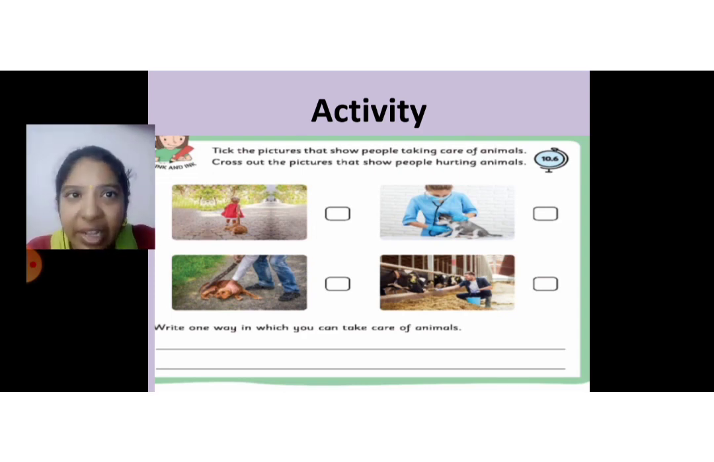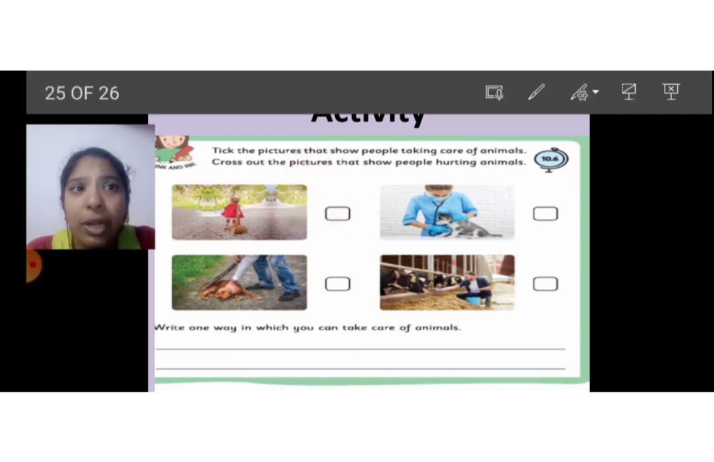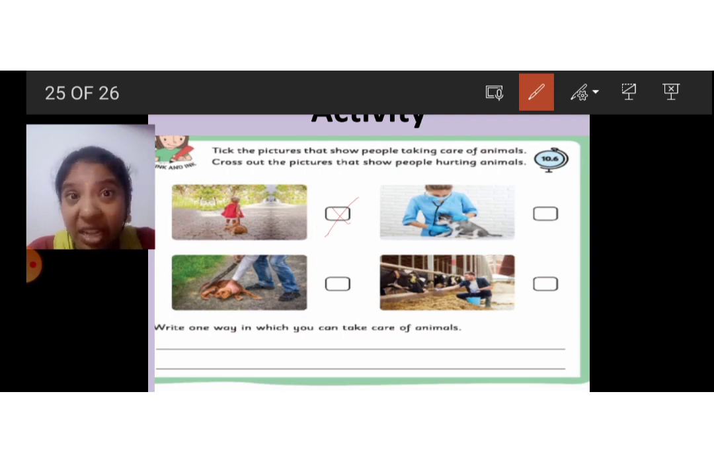Okay, here there is a baby dragging this pet animal, so it is a wrong activity. So put a cross for it. It is not a right activity. The baby is hurting the pet animal, so it is a wrong activity. So put a cross. Here there is a nurse who takes care of the animal by giving an injection, so it is a right activity, so put a tick.